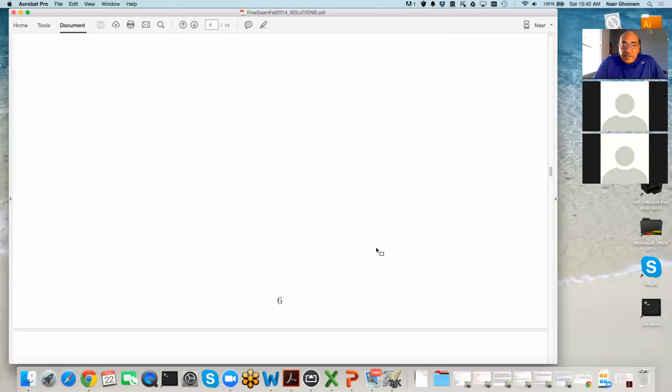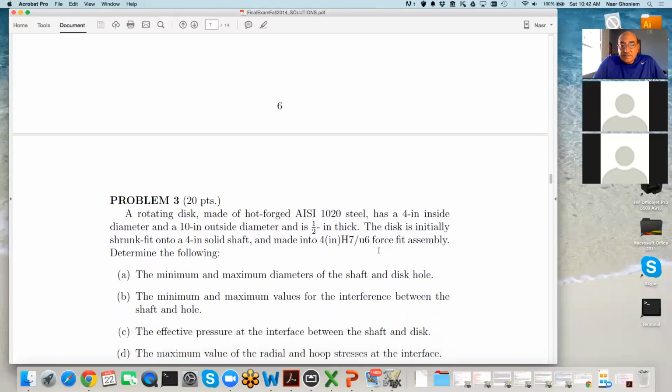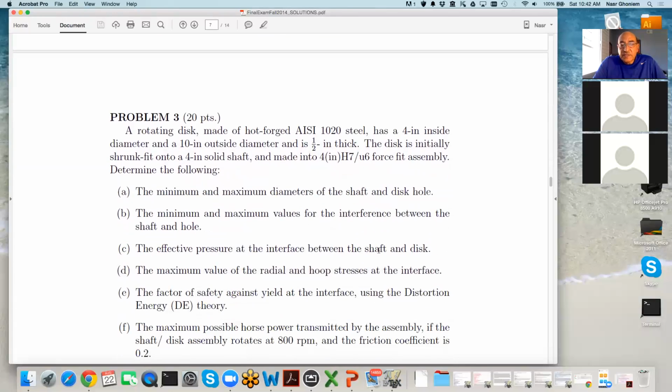So this is a problem in deflection with Castigliano. The next problem is similar to what we had in the midterm, or a variant. The problem states as follows: we have a rotating disc with an inside diameter, outside diameter, and a thickness, like a flywheel. And then we shrink fit it on a shaft.